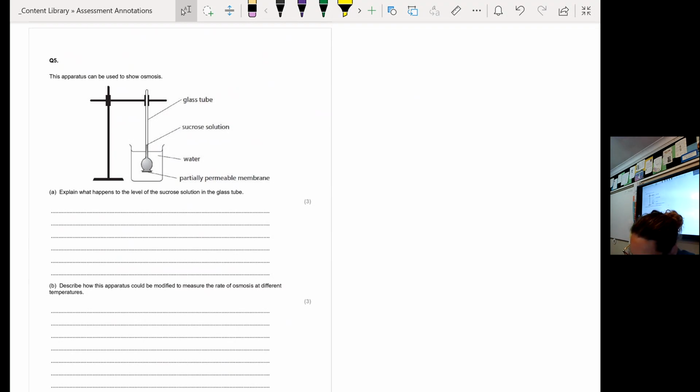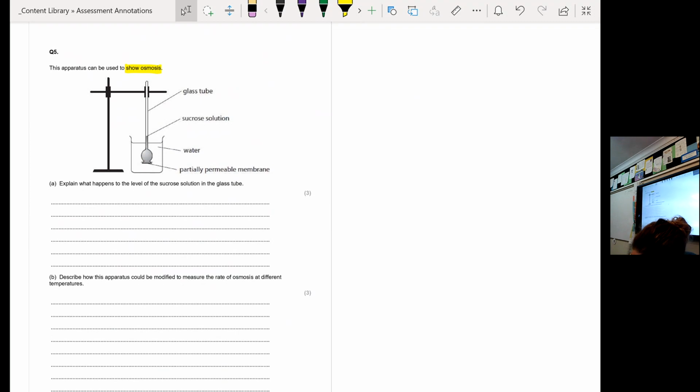So this question, again, is very similar to the one that we had, but a little bit simpler. I've got here apparatus that shows osmosis. I've got a glass tube with sucrose solution inside. So my sucrose solution is inside my little thistle tube. I've got water surrounding it and I've got a partially permeable membrane covering it. So what I'm going to be comparing here is what is going to happen inside here compared to outside. Now it says explain what happens to the level of sucrose solution in a glass tube.